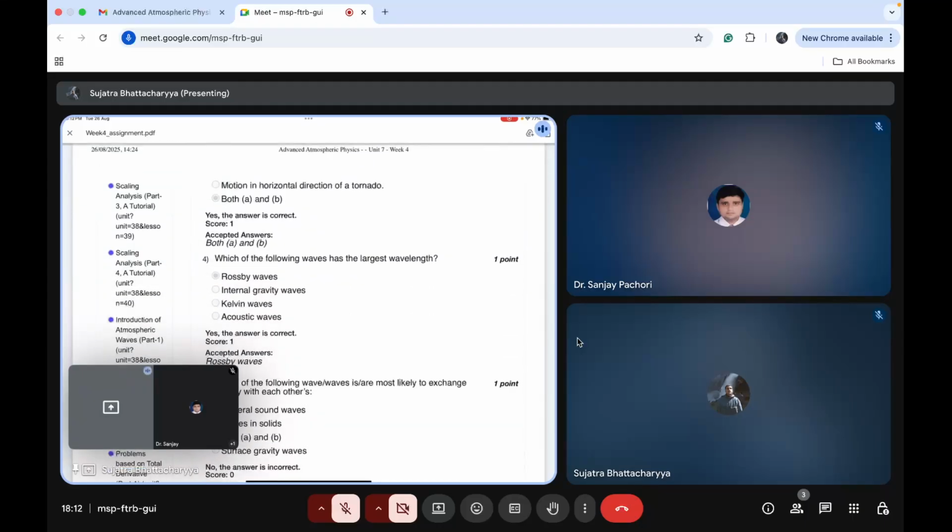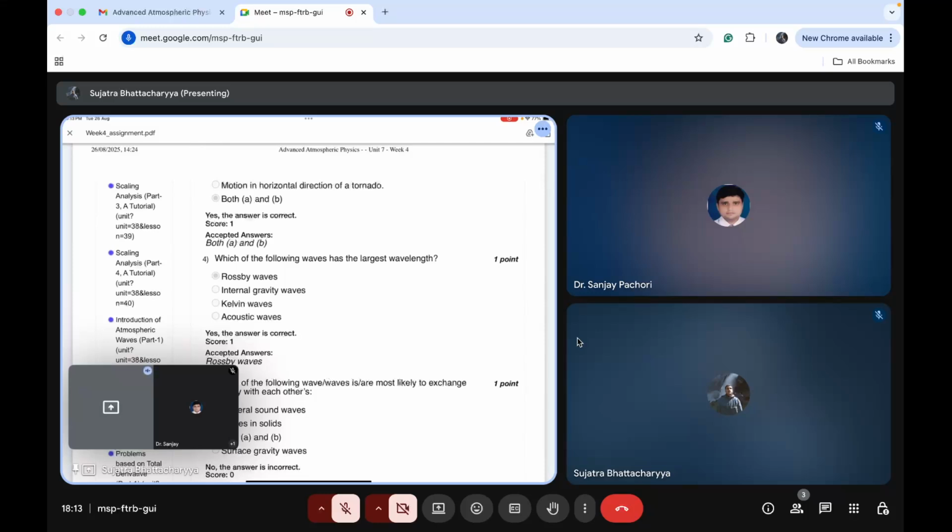Next, I can see there are a couple of questions related to waves. Although they were mentioned in the fourth week lecture, many of the properties of these waves have not been introduced. Why these questions are there, I'm not very sure. But still, we should know a couple of things based on our basic atmospheric physics. The fourth question asks which of the following waves has the largest wavelength. There are many waves here. Rossby waves is the correct option.